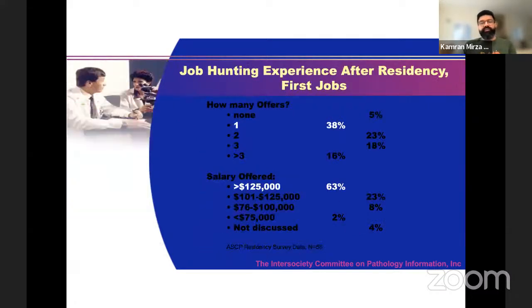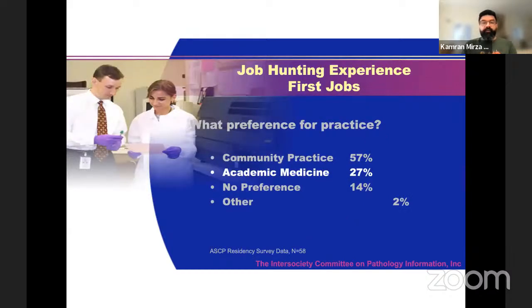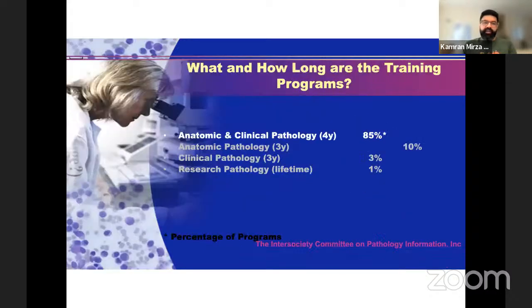But right now I can tell you there are so many jobs in pathology at the moment. It always goes up and down, but there are hundreds and hundreds of jobs available for pathologists right now. This is very old data. Salary offered is definitely over 125, and in fact, it's probably over 200,000 now. 27% choose academic medicine, and around 60% choose community practice.